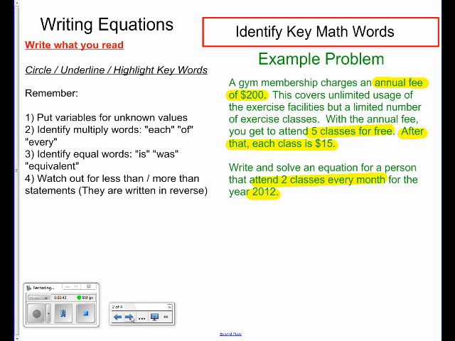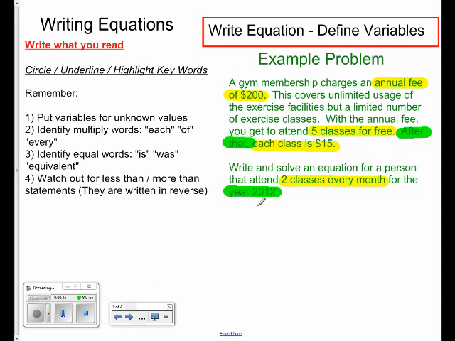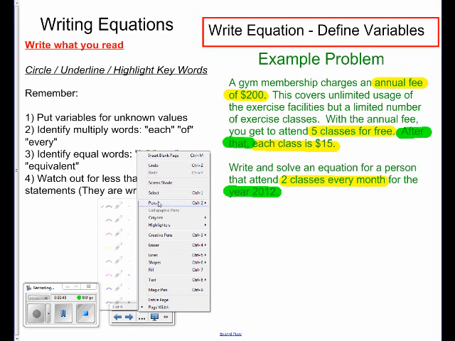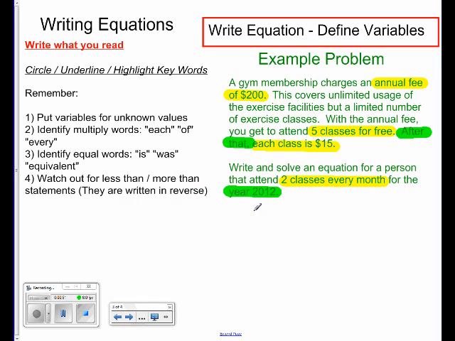Alright, so after you've identified the keywords, then you just start to write them down. Make sure to define the variables or the unknowns in this particular problem. So in this case, we have 2 things that we don't know. The first one is the number of classes, and the second thing that will affect will be the total cost. So I'm going to use the letters C for classes and T for total cost. You could use anything. You could say X for classes, Y for total cost.